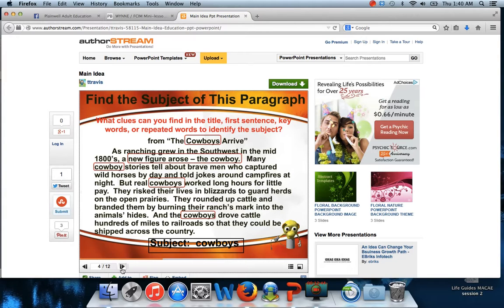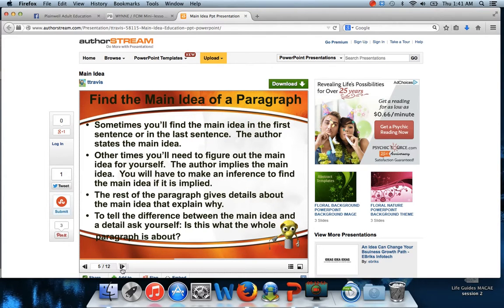We don't know yet what the main idea is because we don't know what they're saying about cowboys just by identifying this. So sometimes you'll find the main idea in the first sentence or in the last sentence. The author often states the main idea, but be careful because sometimes you have to create the main idea for yourself. It's implied, but it's not stated right out.